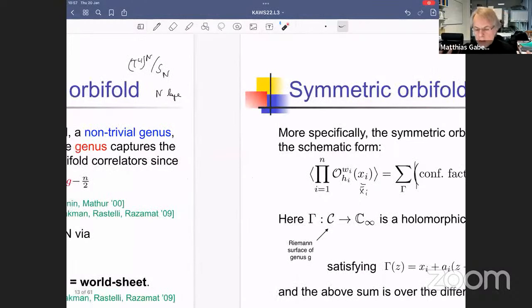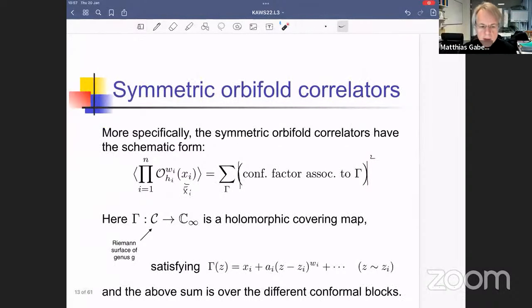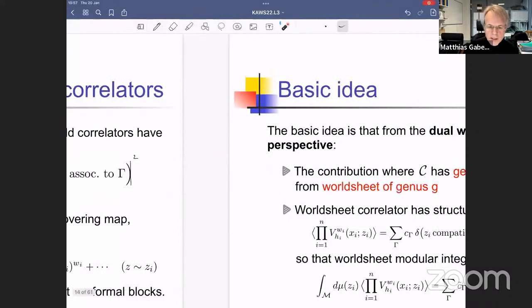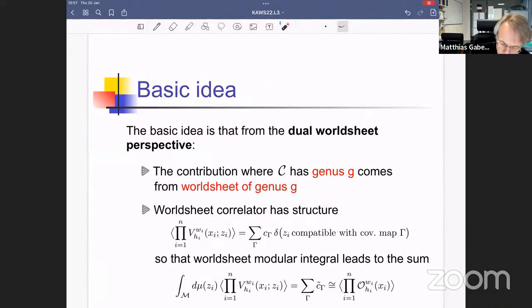Okay, so what's the basic idea of how this should go? The basic idea is that the contribution where the covering surface is genus G comes from a world sheet of genus G. And how could this come about? Well, what this should mean, and here I'm restricting myself to the local part, but you're going to glue left and right movers together. So de facto, this will just be two copies of it.